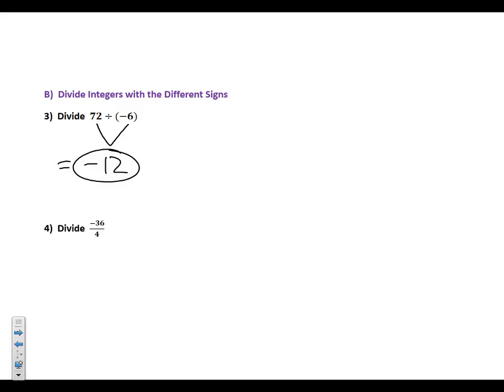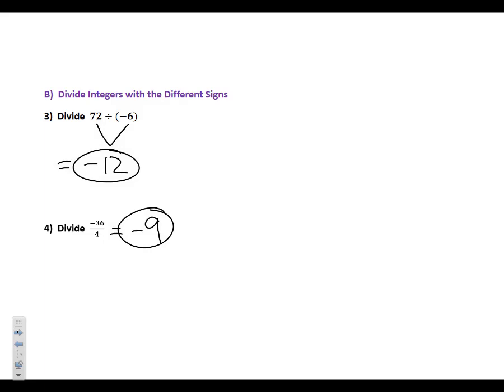And negative 36 divided by a positive 4. We are dividing a negative by a positive. Our resulting answer is negative. If you want to put it in right away, you certainly can. And 36 divided by 4, everybody, that's right, it is 9.